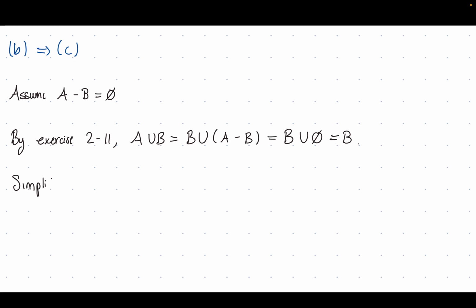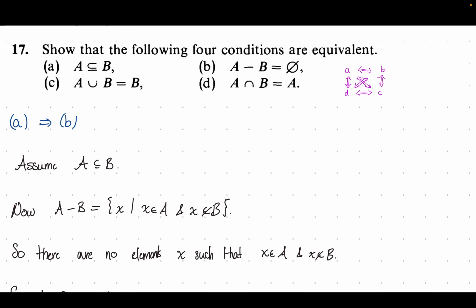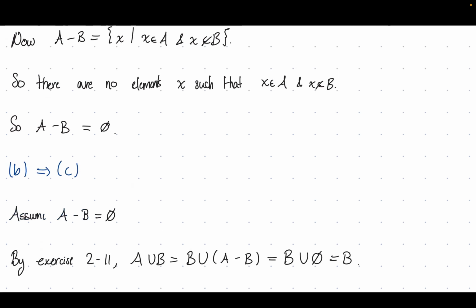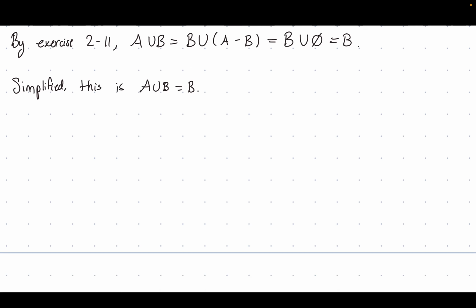Simplified, this is A union B is equal to B, which is exactly what we were trying to show. All right, now we're going to show that C implies D.